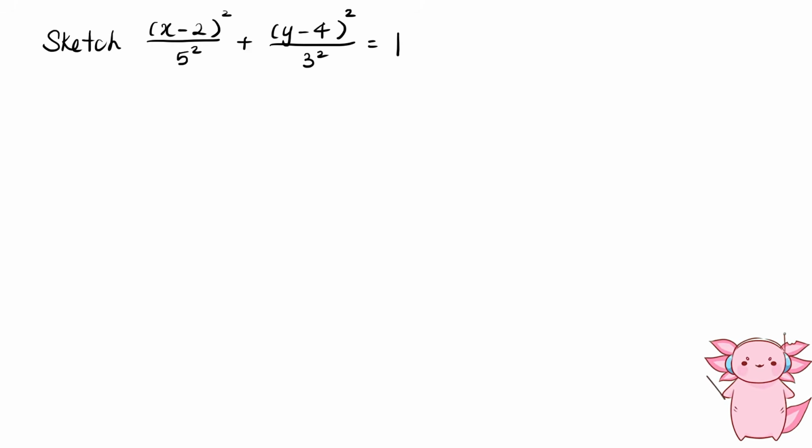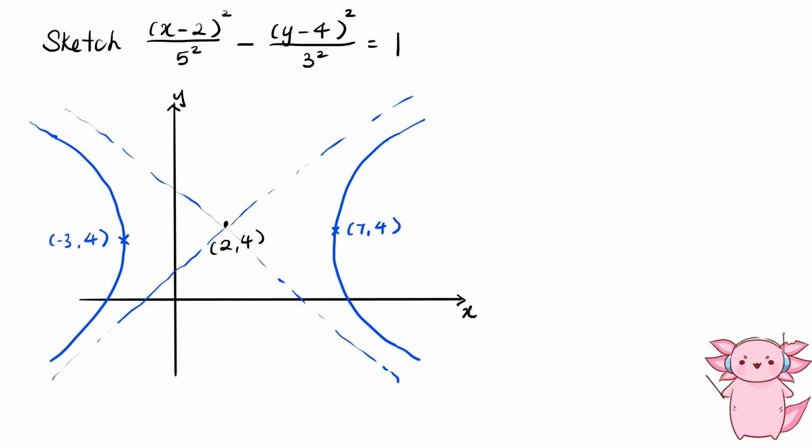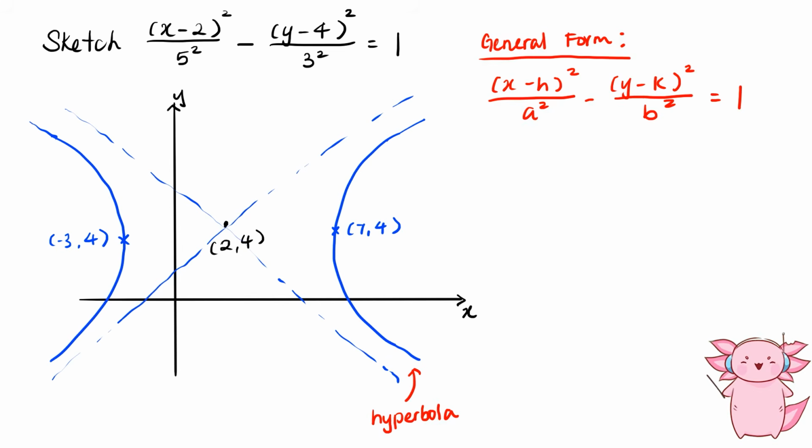Wanna see something really weird? If we just change this plus sign to a minus sign, the graph completely changes shape and it looks something like this, which is a hyperbola. Now comparing it with the general form, the center is at 2 and 4.